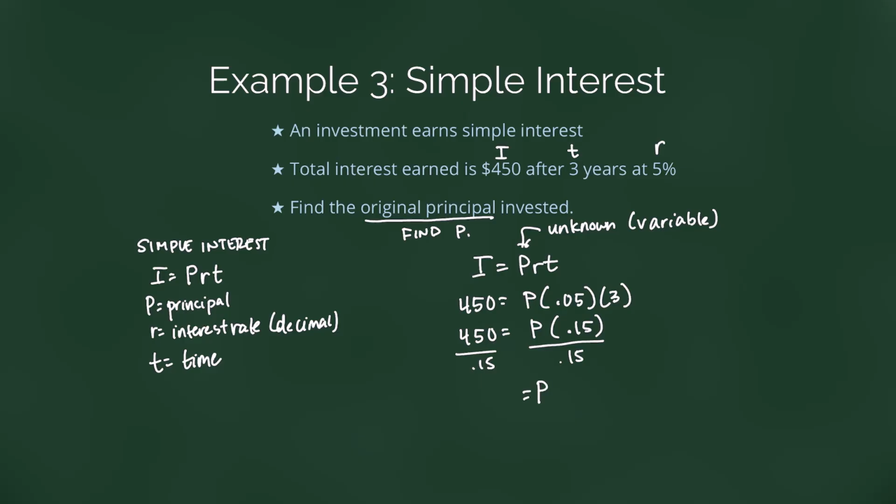And when we do that, you get that P is $3,000. And we can check that. If we take 5% of $3,000, that is 0.05 times 3,000, and that is $150. And that's each year. And we're doing that for 3 years. So timesing that by 3 does in fact give us $450 in interest.